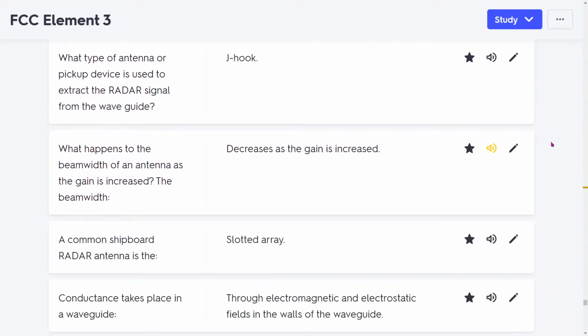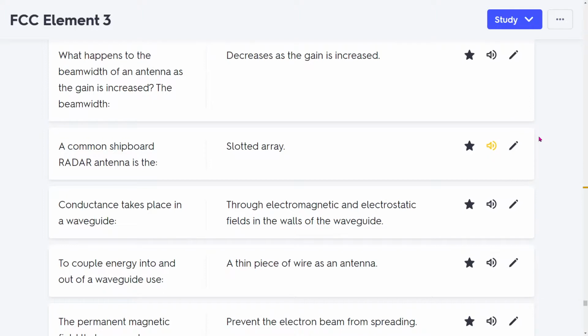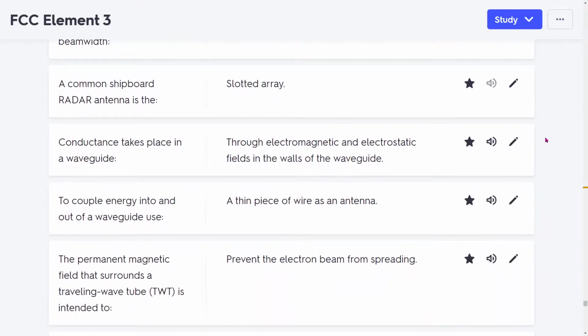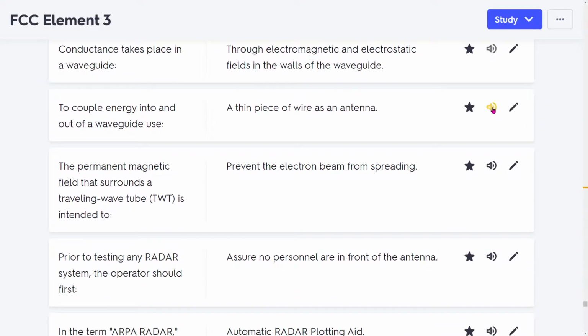What happens to the beam width of an antenna as the gain is increased? The beam width decreases as the gain is increased. A common shipboard radar antenna is the slotted array. Conductance takes place in a waveguide through electromagnetic and electrostatic fields in the walls of the waveguide. To couple energy into and out of a waveguide, use a thin piece of wire as an antenna.